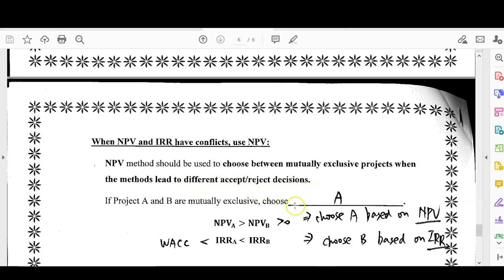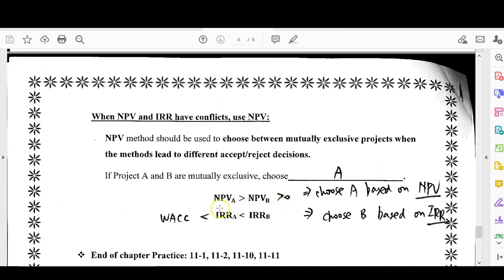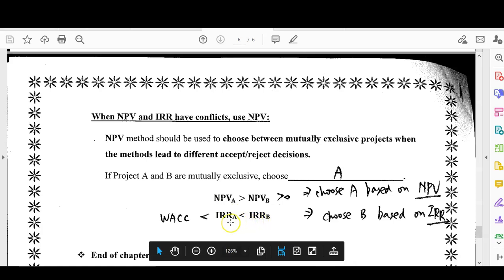For example, here, if we know that NPV A is larger than NPV B is larger than 0, we would choose A based on NPV, right? Because A has higher NPV here. And if IRR B is larger than IRR A and they're both larger than WACC, we would choose B based on IRR because it has the highest IRR. Okay, so if A and B are mutually exclusive, we would have different decisions made based on NPV or IRR. But ultimately, we would choose A.